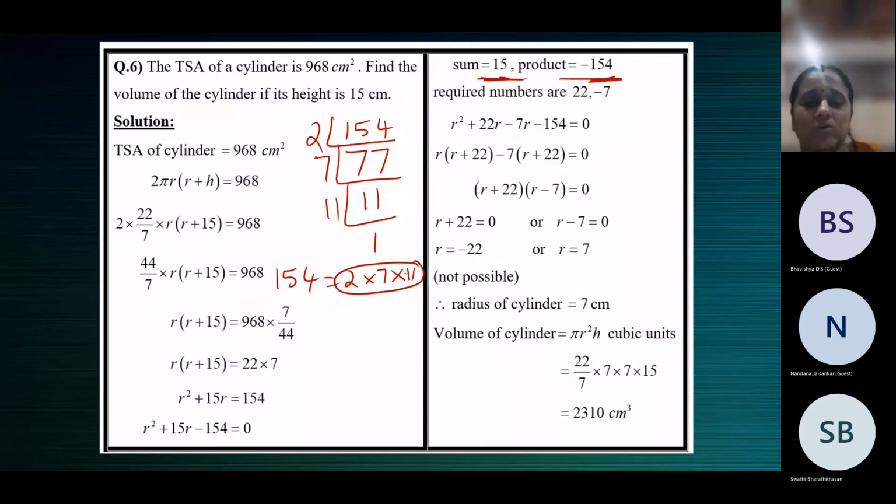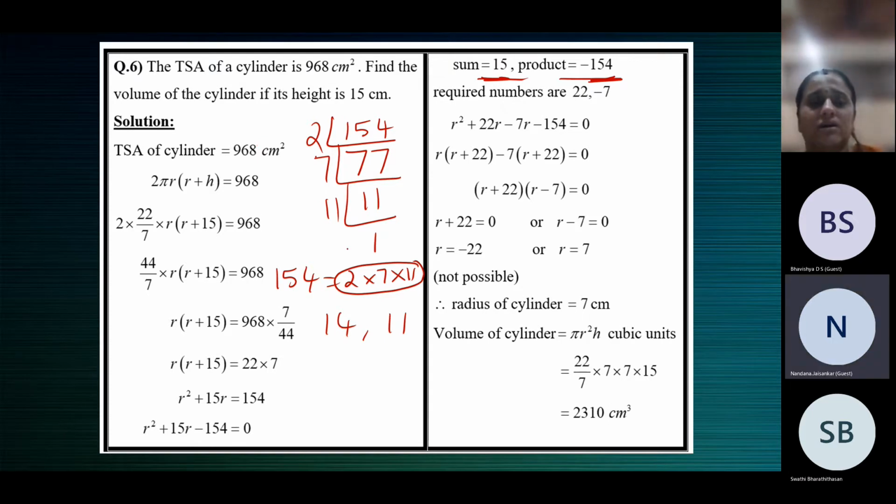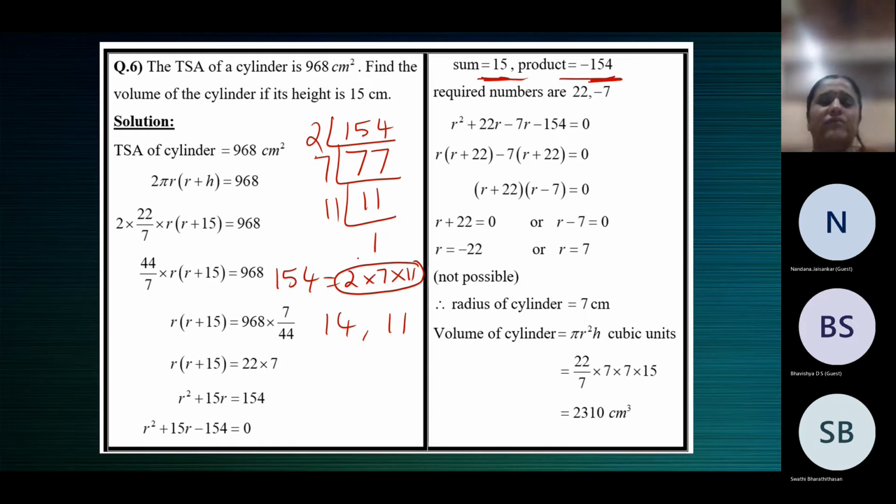So now supposing I make 2 numbers like this, 2 7s are 14, 14 and 11. Understand? I've made them 2 numbers now. Am I clear? Yes, ma'am. Now the product of these 2 numbers will be 154 because we got it from the factors of 154. 14 into 11 is 154 only. Product you will get. But are you getting the sum?